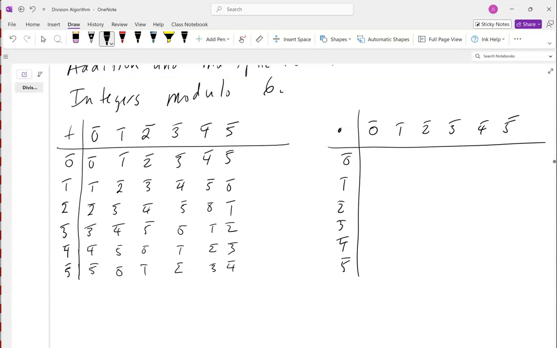Okay. We're going to do the exact same thing to fill out the multiplication table, except that we're going to multiply rather than add. So what's the first row going to be? All zeros, right? Because again, we're going to multiply and then reduce mod 6, but 0 times anything is 0. Mod 6 is still 0.